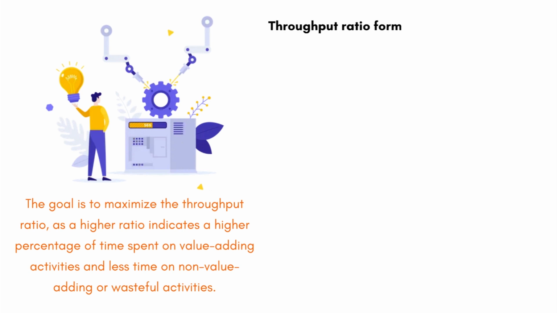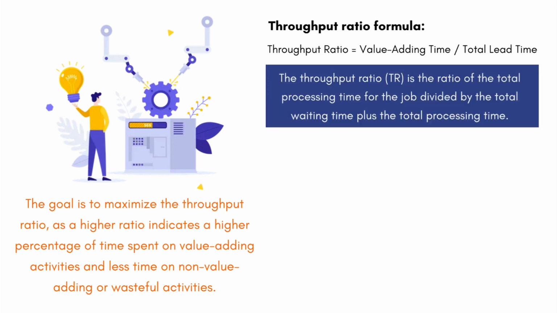The throughput ratio can be calculated using the following formula. Throughput ratio equals value-adding time divided by total lead time. The throughput ratio, TR, is the ratio of the total processing time for the job divided by the total waiting time plus the total processing time.